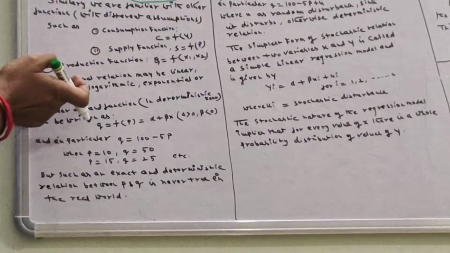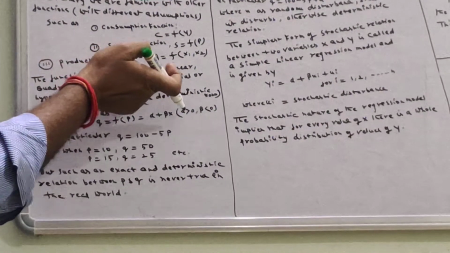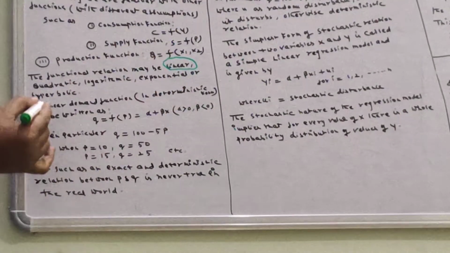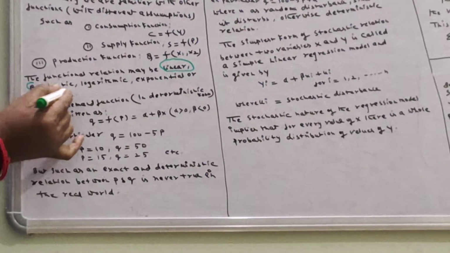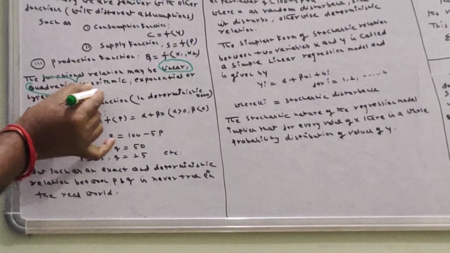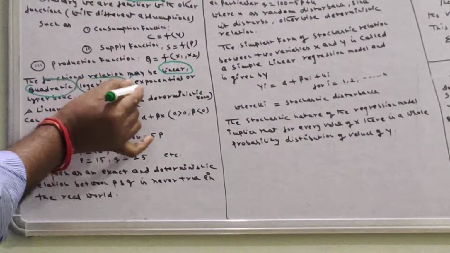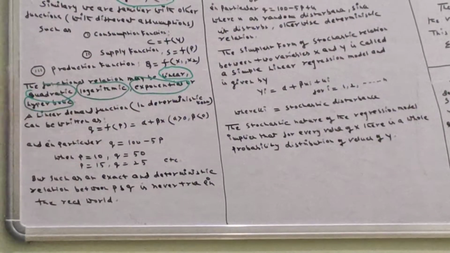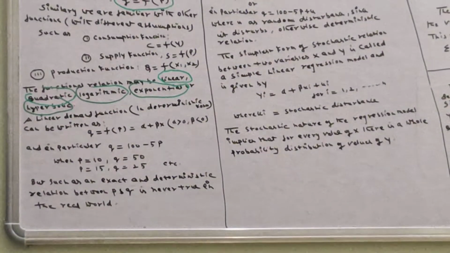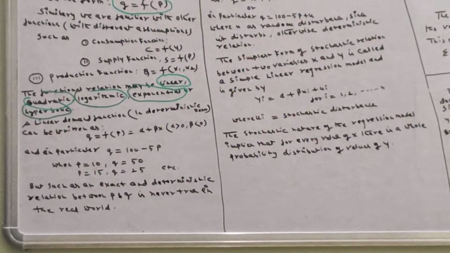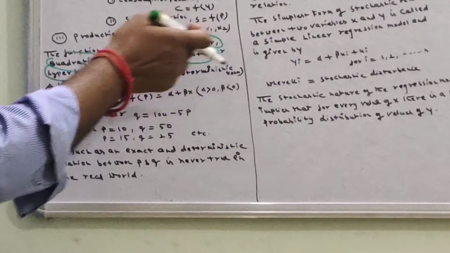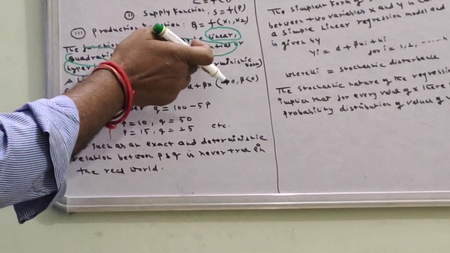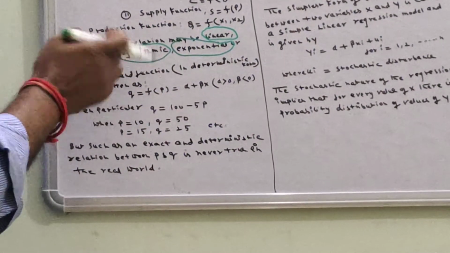Now the functional relation may be linear, quadratic, logarithmic, exponential or hyperbolic. These functions: a linear function, quadratic function, logarithmic function, exponential function and hyperbolic function.